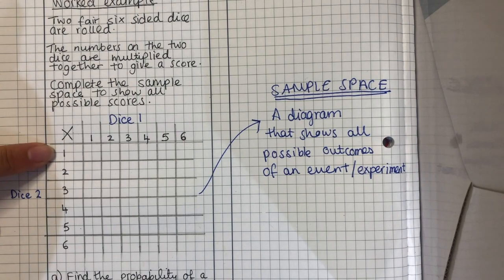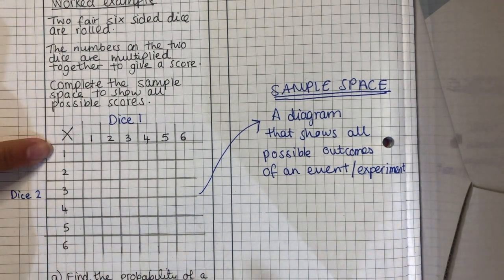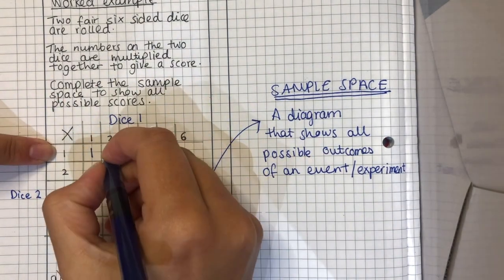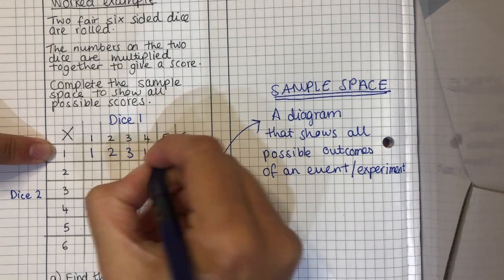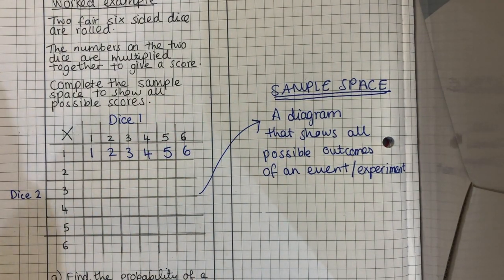So all you need to do now is to go ahead and fill this in. It's like a multiplication grid. So you would multiply 1 by 1 to give you 1, 1 by 2 to give you 2, etc. You can pause this video and fill it in, and then check your answer with me at the end if you prefer.